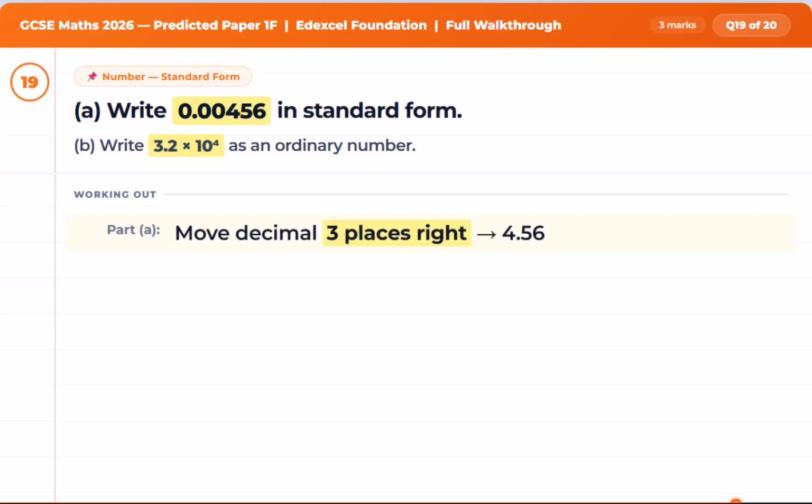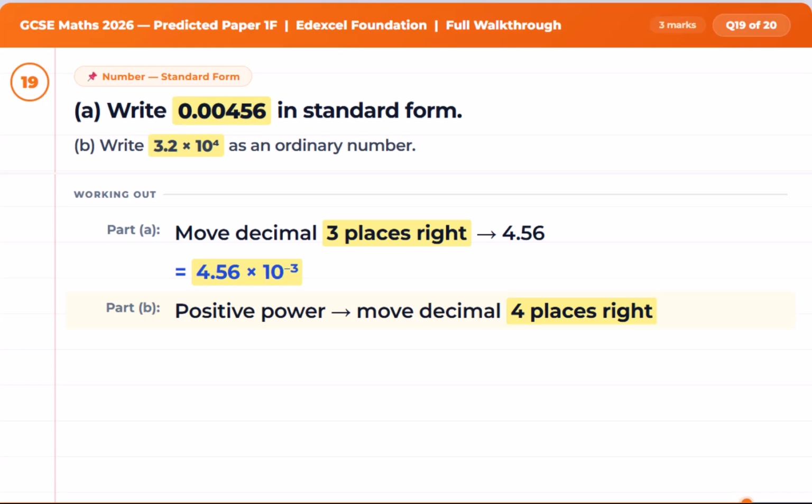Move the decimal point 3 places to the right to get a number between 1 and 10. That gives 4.56. The power is negative 3. The answer to part A is 4.56 times 10 to the power negative 3.